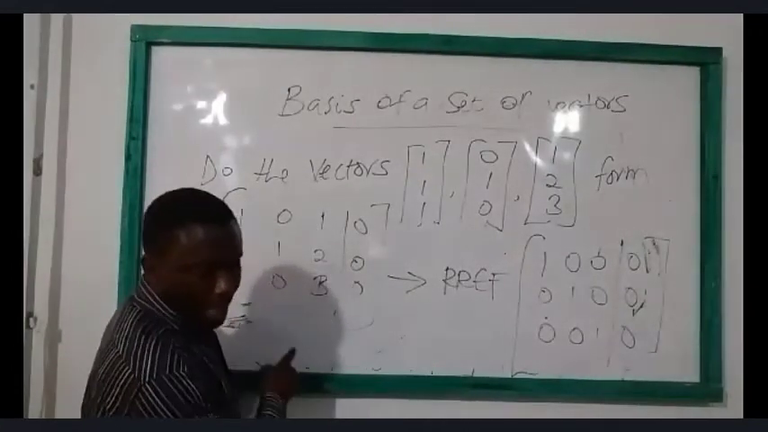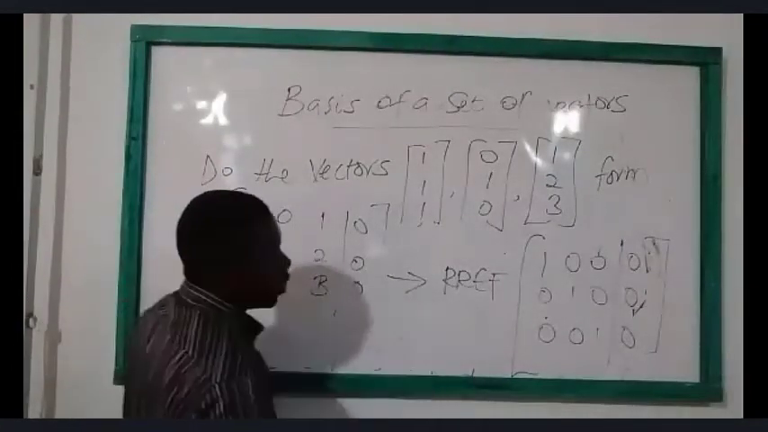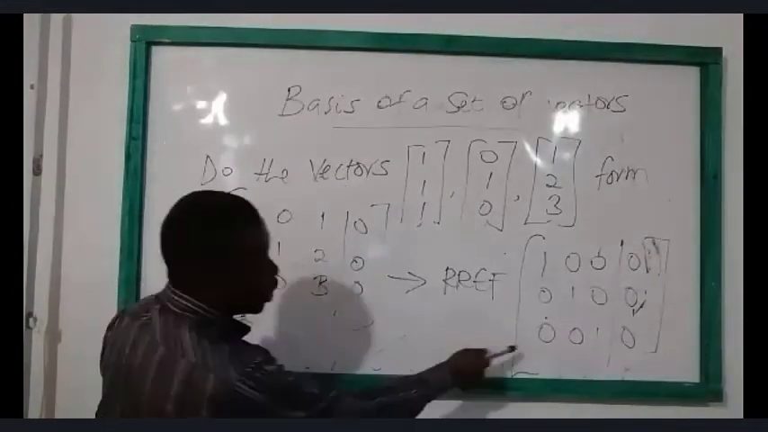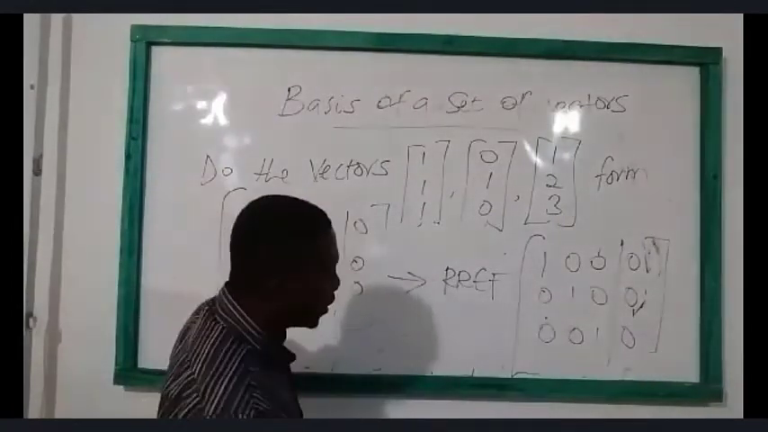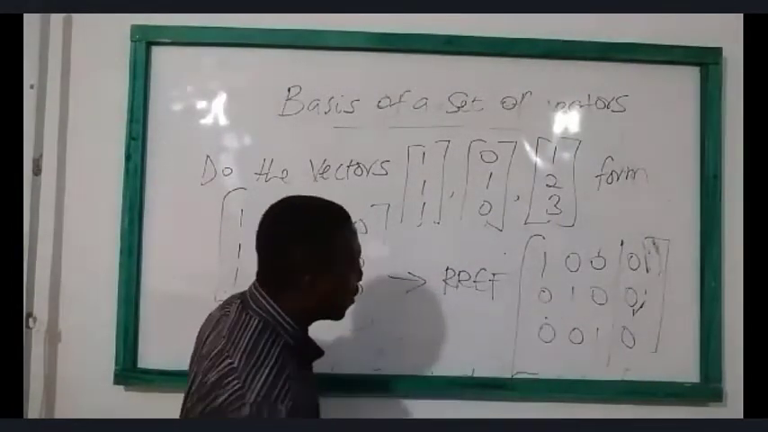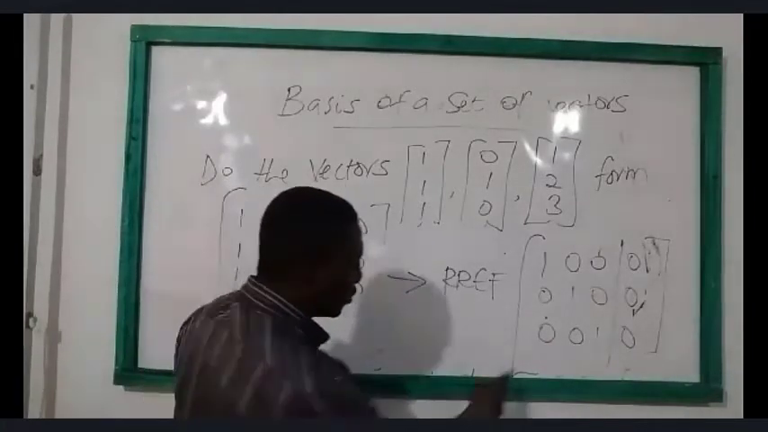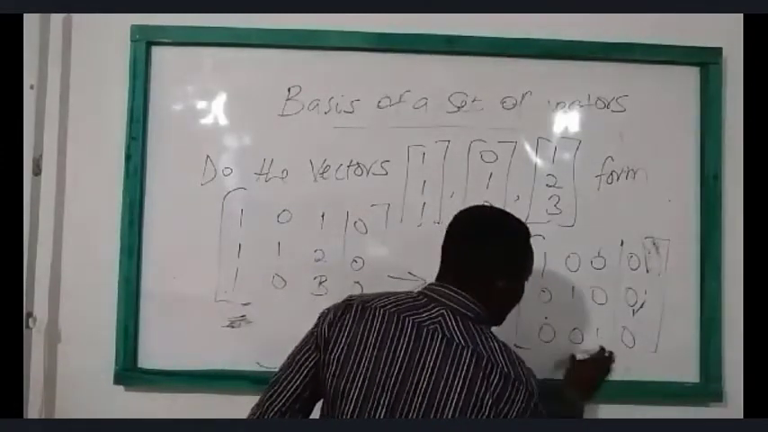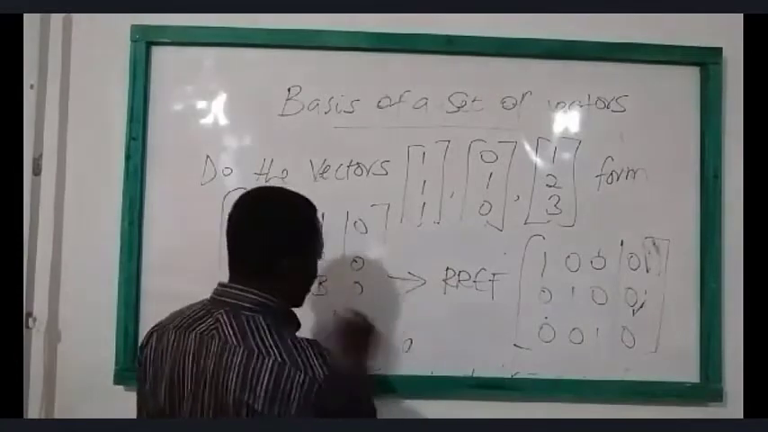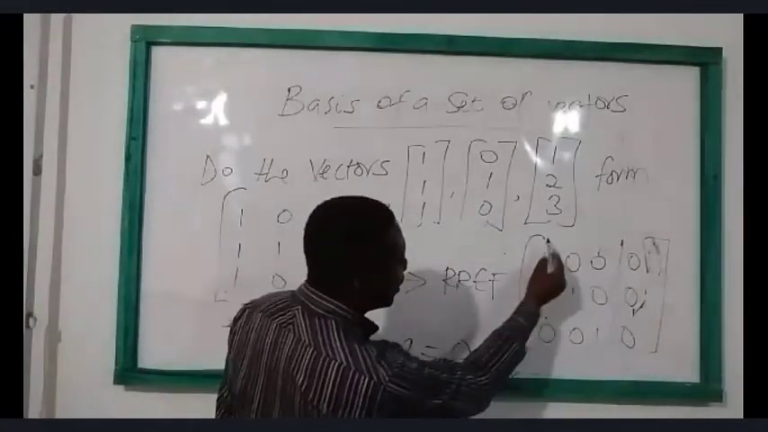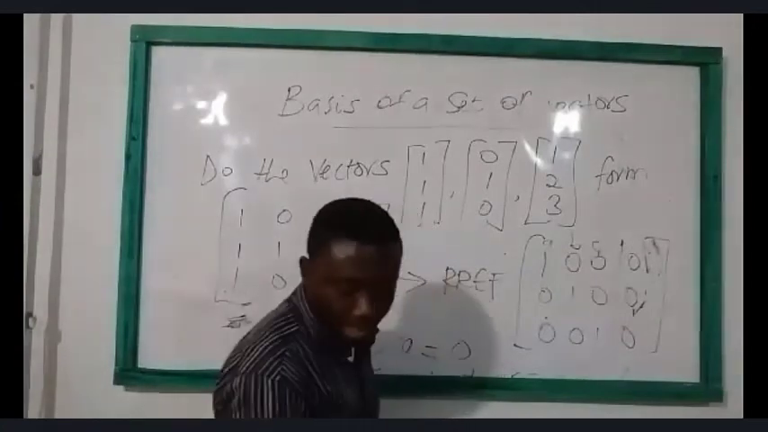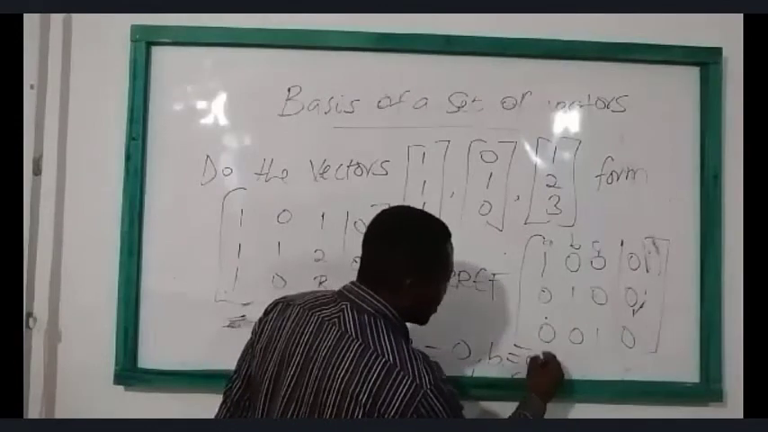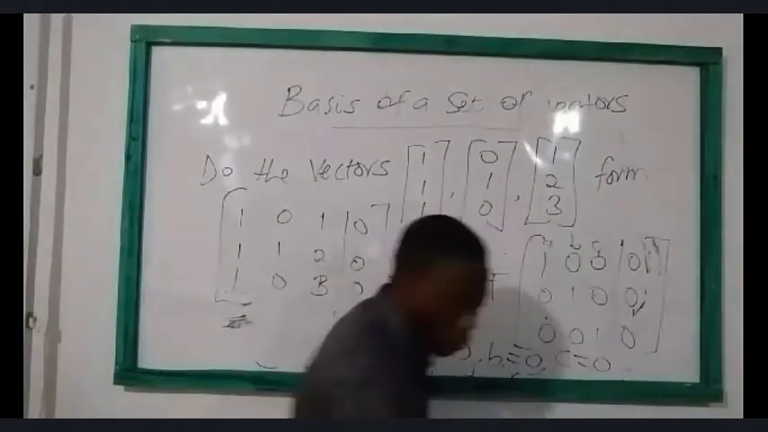If you go through the RREF processes, this is what the matrix here will change to. You are going to get this to represent your RREF. So in conclusion, it means that your unknowns are going to be 0. This is your A, this is your B, and this is your C. So A is going to be 0, B is going to be 0, and C is also going to be 0.